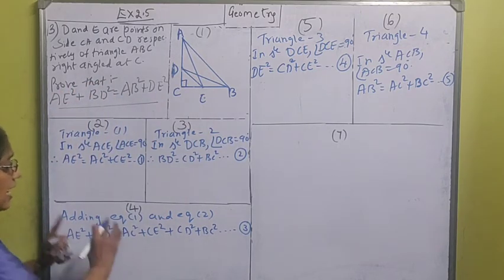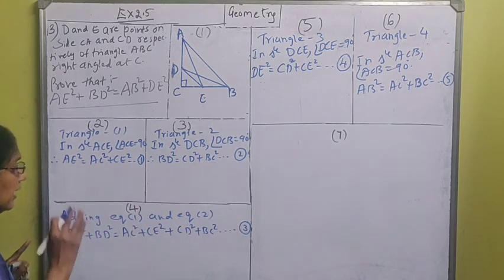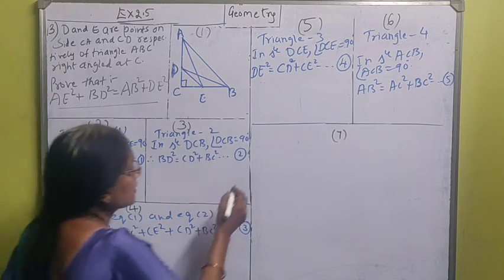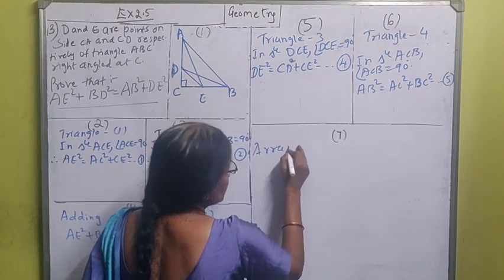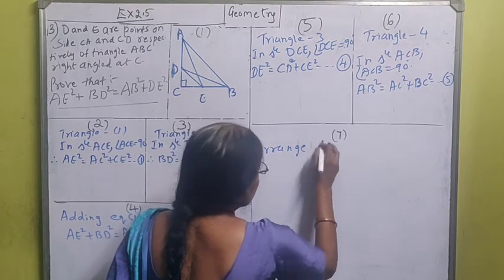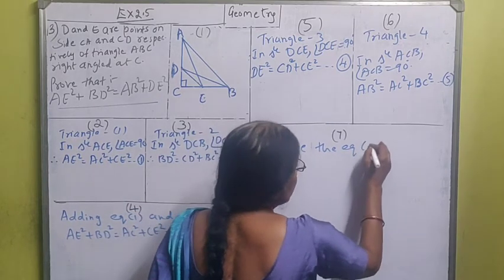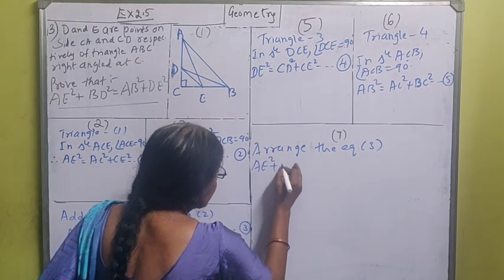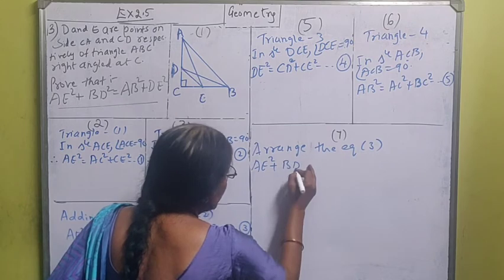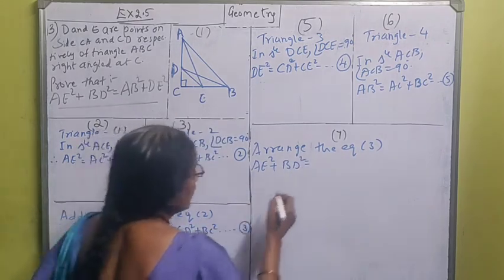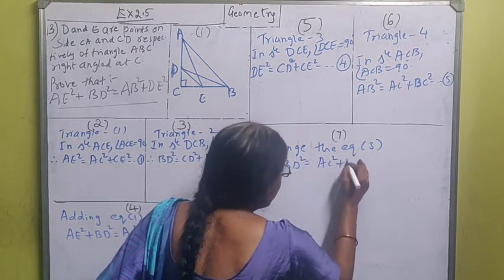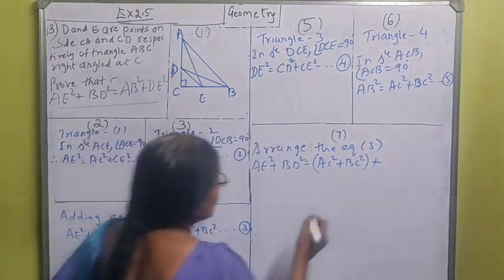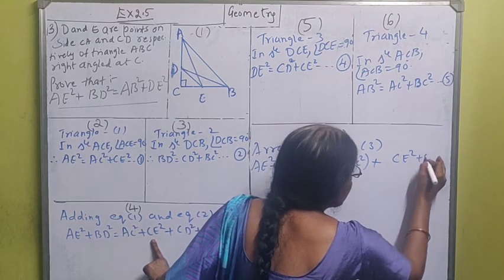I am going to first arrange equation number 3 and then substitute the values of equations 4 and 5 in equation 3. So first I am going to arrange equation 3: AE square plus BD square is equal to AC square plus BC square, arranged together, plus CE square plus CD square.